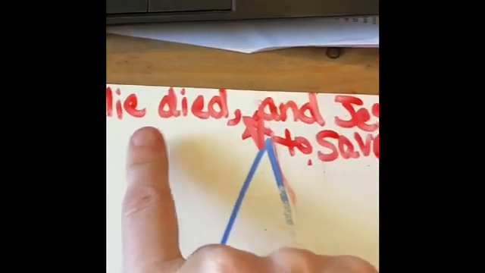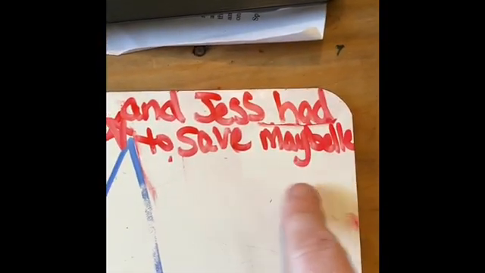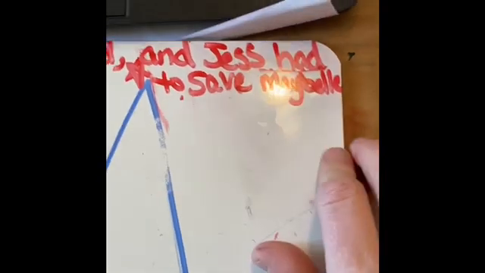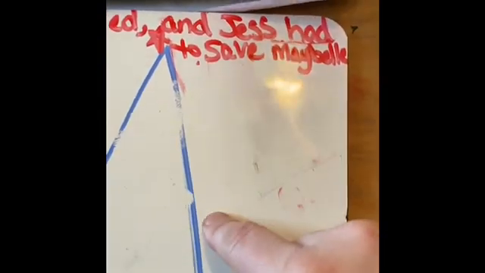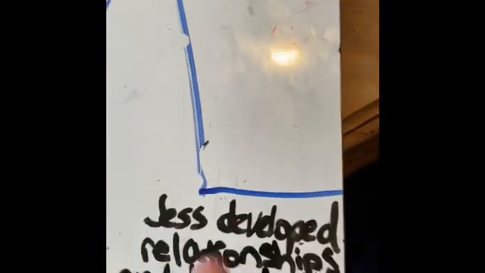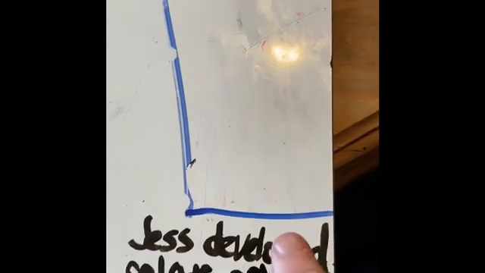So you might want to add on to the climax of the story by saying, Climax: Leslie died and Jess had to save Maybelle. If you didn't, and you used the scene about Jess and Maybelle as a falling action towards resolving the conflict, that's okay.